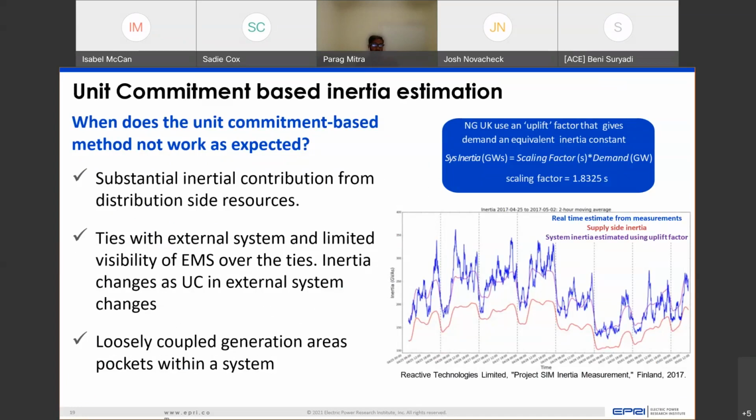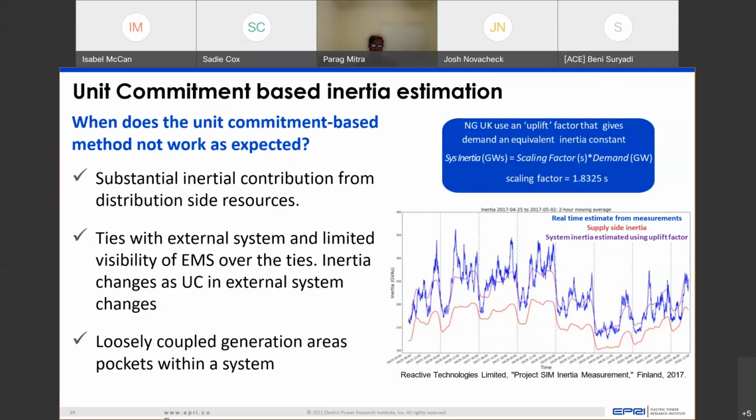If you have substantial inertial contribution from distribution side resources, let's say a large gas turbine in a captive industrial facility, or a large gas turbine which provides district heating, and this is not monitored in your EMS, you will not be able to account for the inertial contribution from that particular generator. If you're using a method which depends on the unit commitment that can be seen from the EMS, of course you won't be able to account for this.